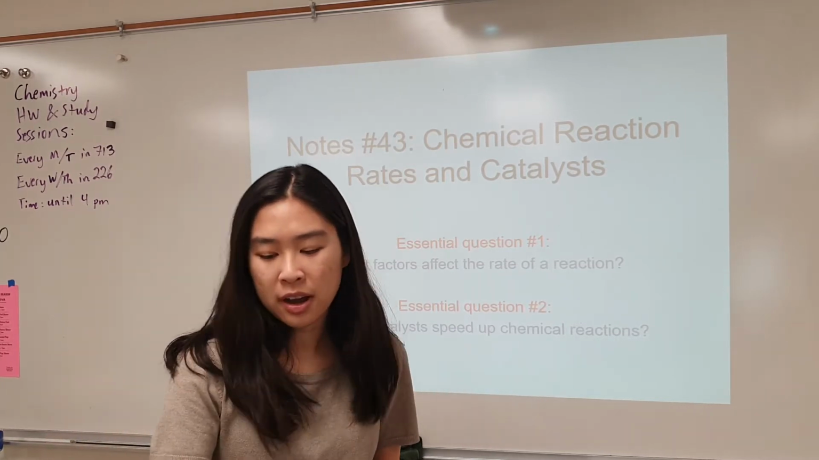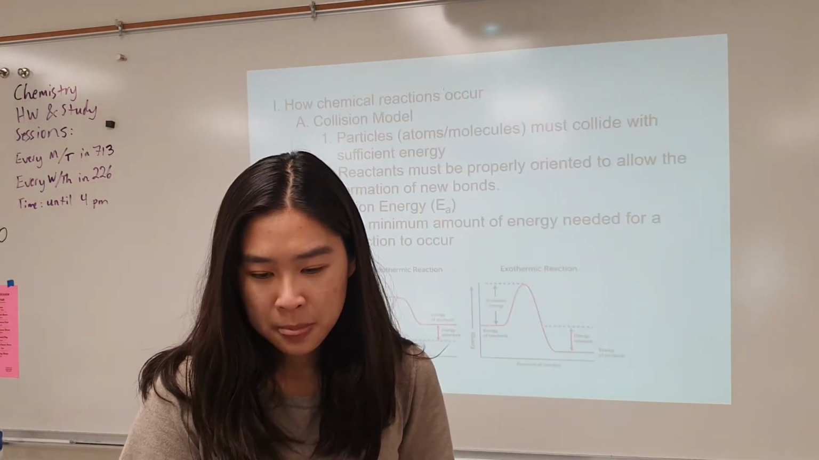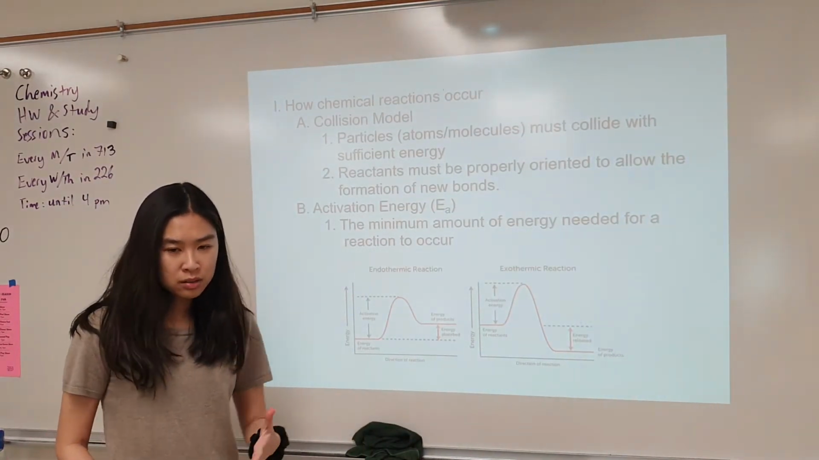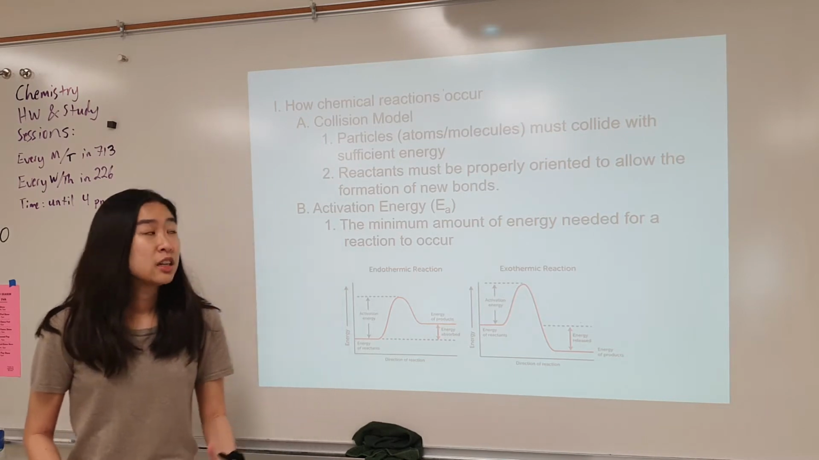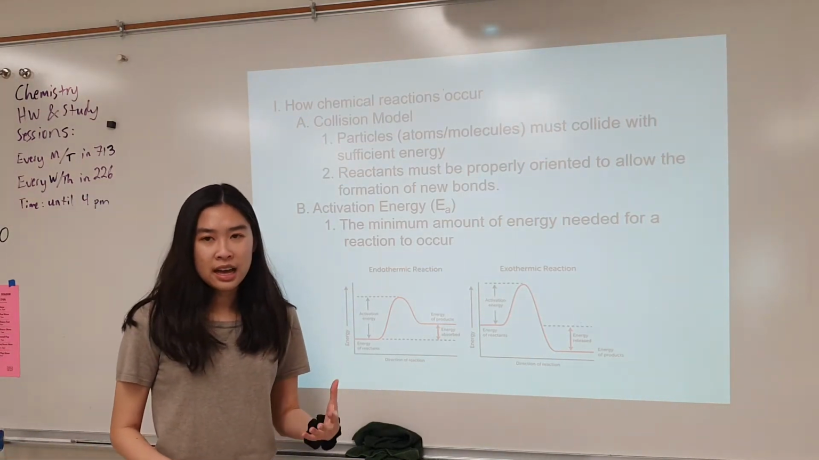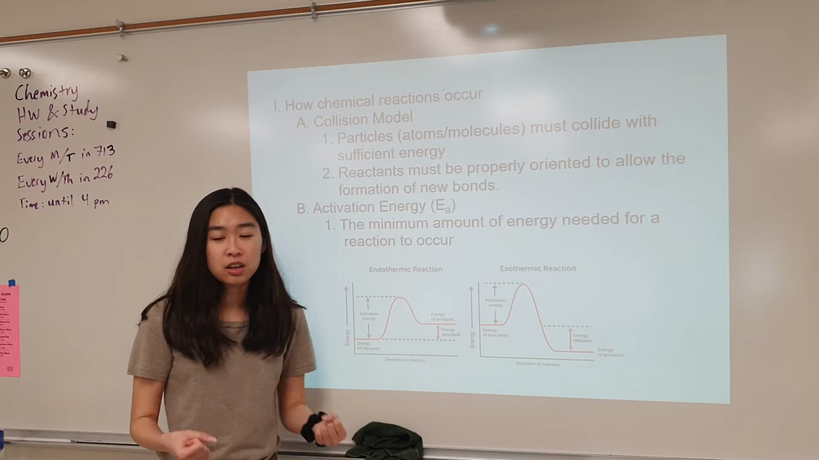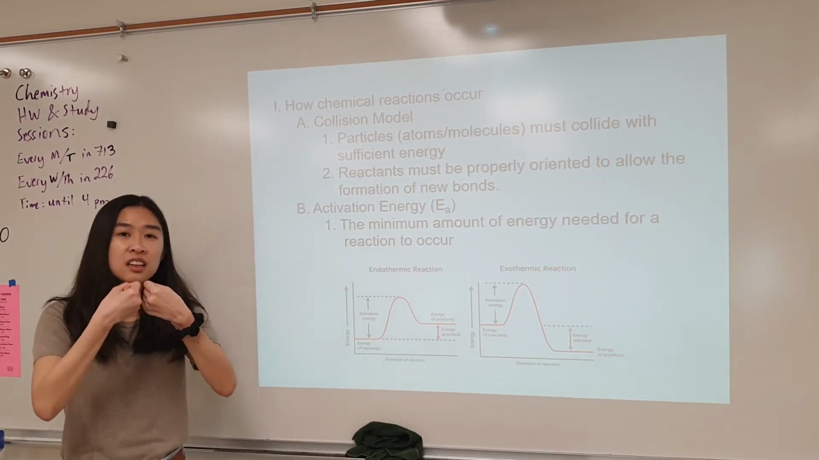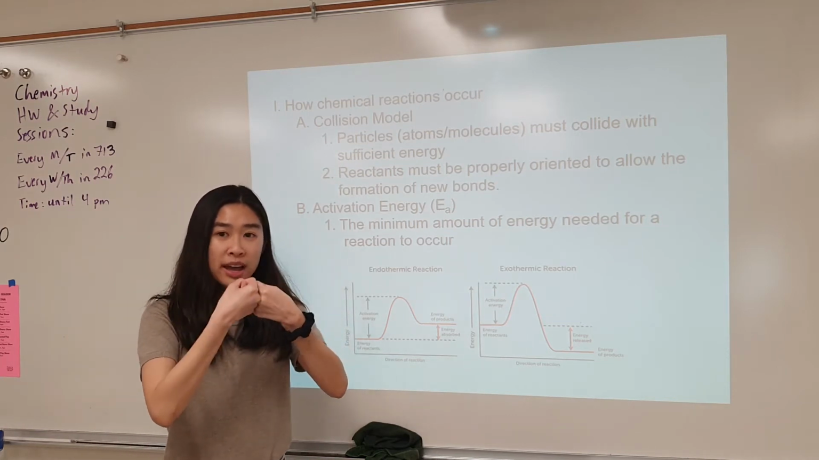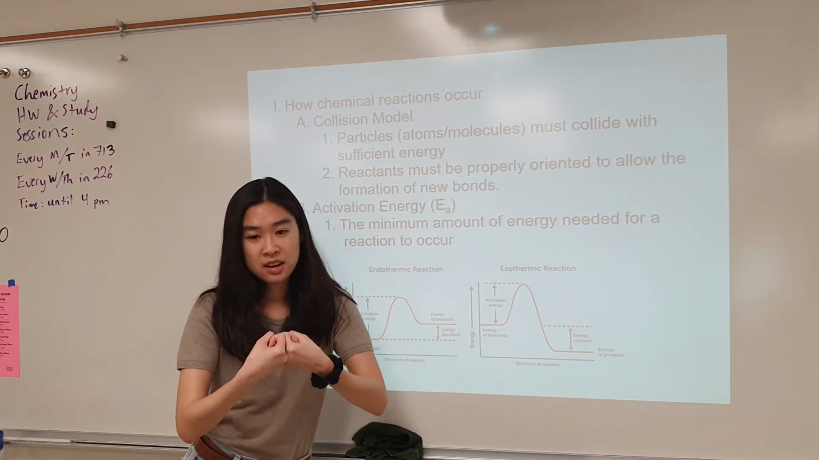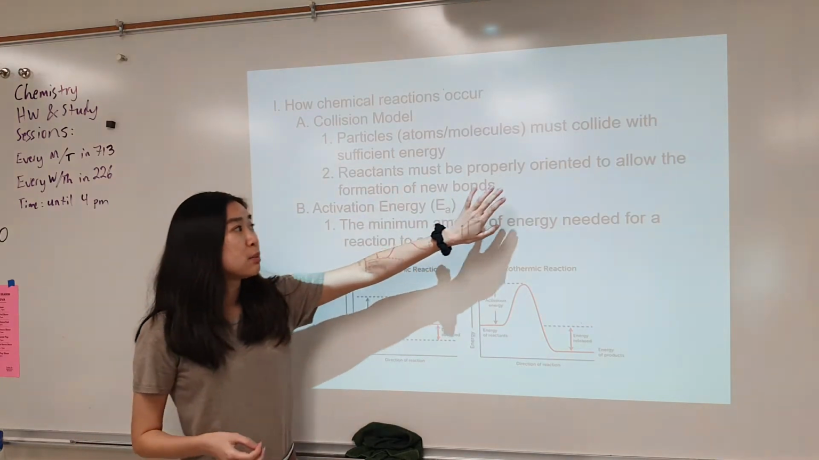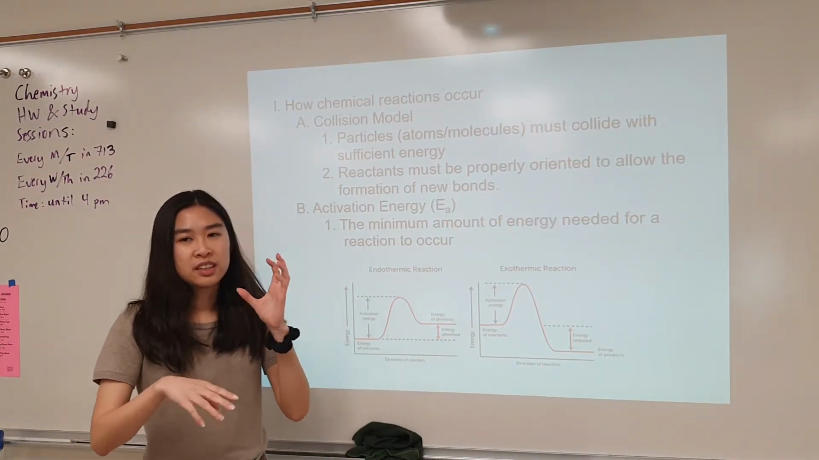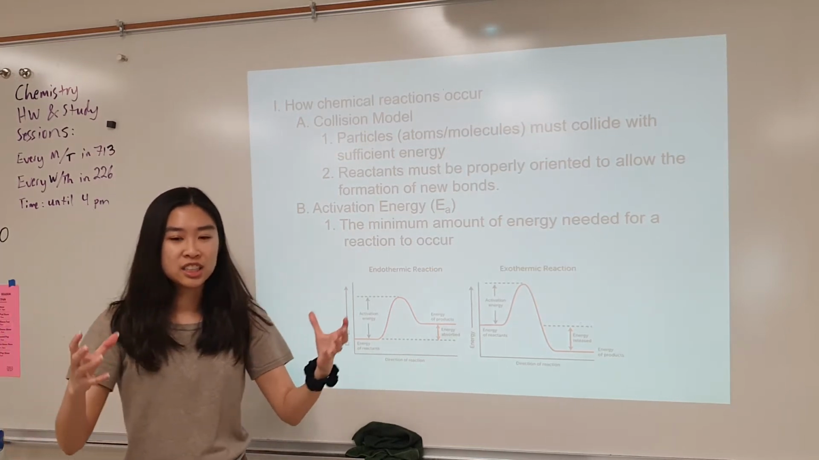So first we're going to talk about how chemical reactions happen. And so the model that we're using is something called the collision model. So in the collision model, it assumes that the only way that a chemical reaction can occur is if particles physically collide with each other. Okay? They have to physically collide with each other in a very specific way for a reaction to happen. And so the reactants have to be properly oriented. It has to be like a specific temperature, a specific condition for a reaction to happen.